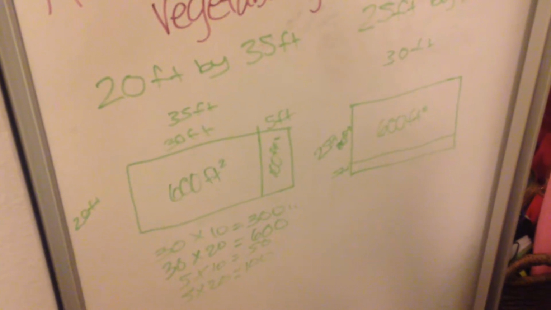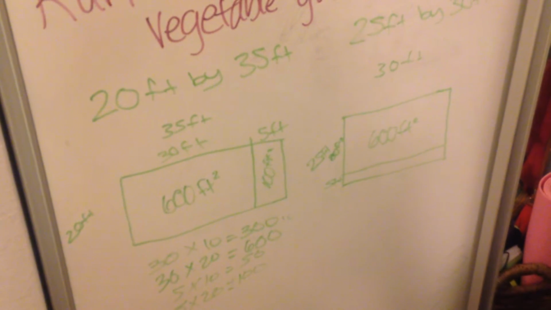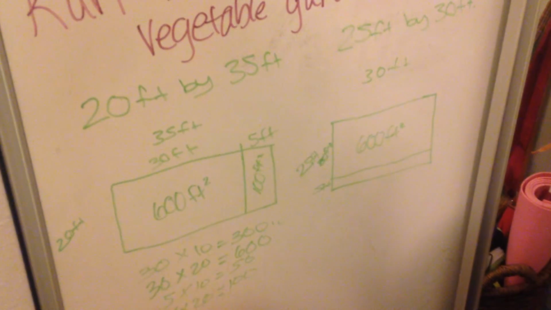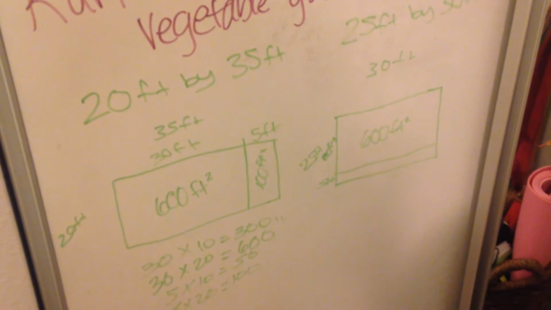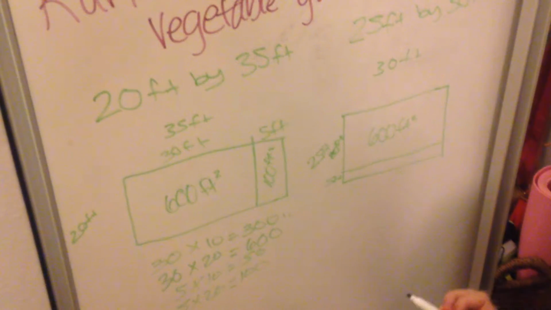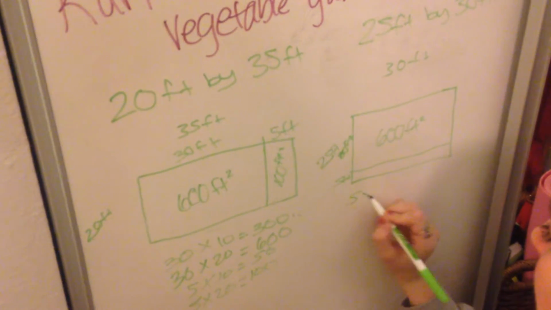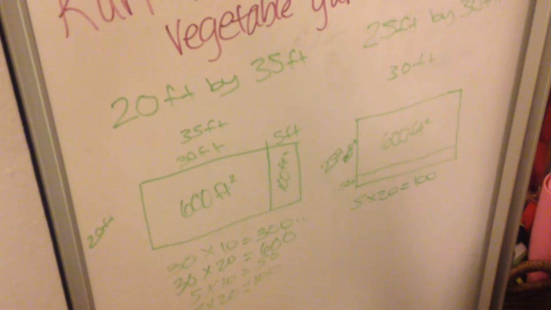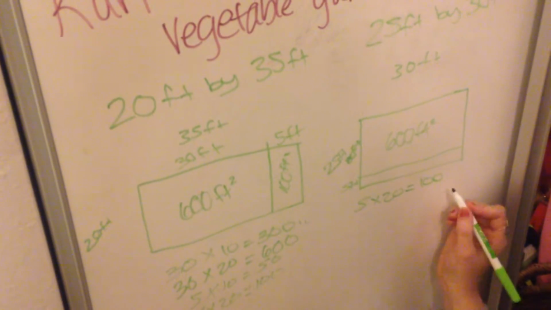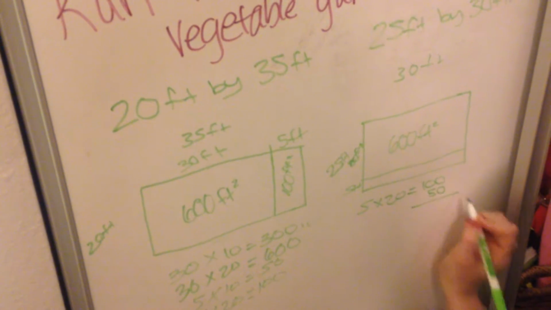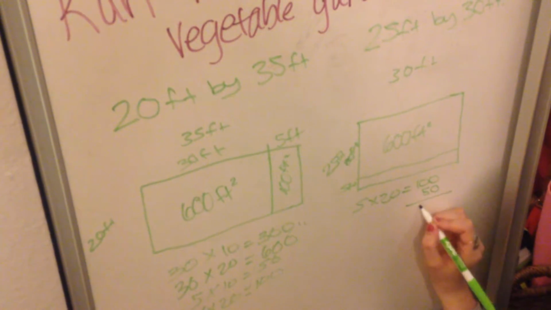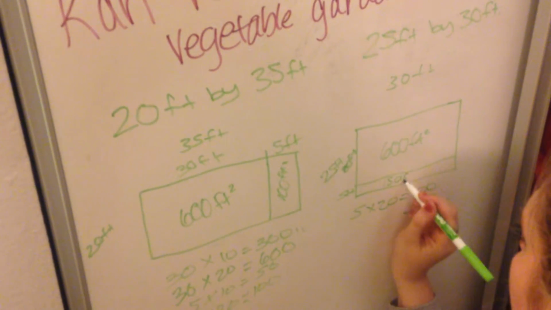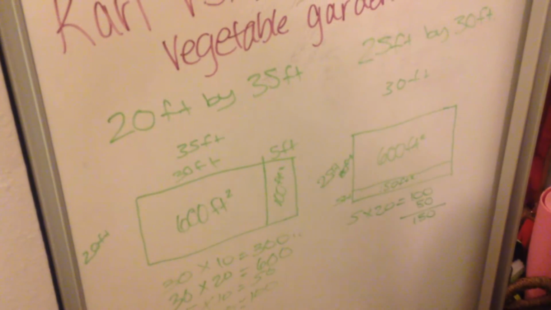Now we just need to determine what 30 times 5 is. So since we already did 5 times 20, we only need to add 50 more. Since I know that 5 times 20 equals 100, and that's 2 groups of 10, and 30 is 3 groups of 10, I just need to add one more 50 to be 3 groups of 10. So that's 150. So I know this smaller rectangle is 150 feet squared.